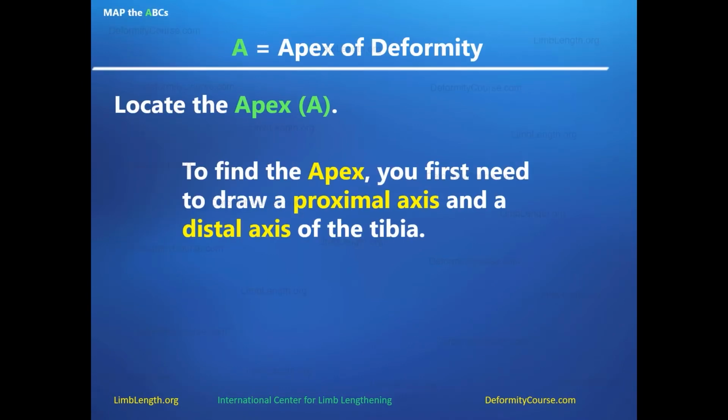So the first thing to do for the ABC is to identify and locate the apex. To find that apex, you first need to draw a proximal axis and a distal axis of the tibia. It's very important to understand that for this step, you are to erase the previous lines that you've done in the map portion of the analysis, and you are going to start with fresh lines.